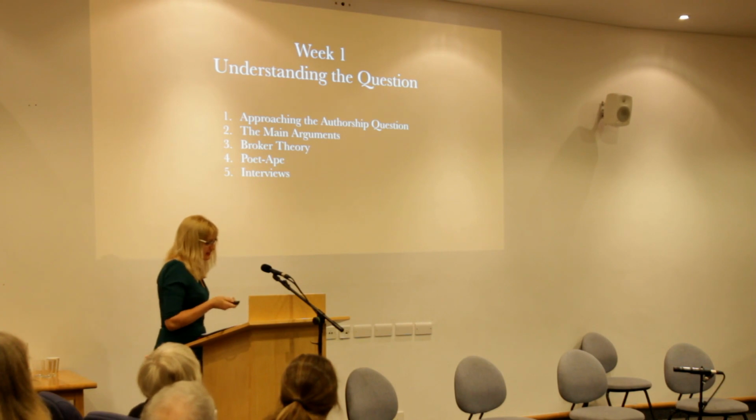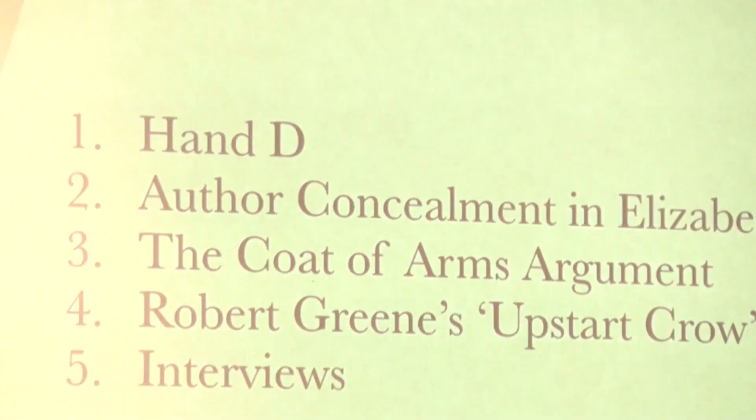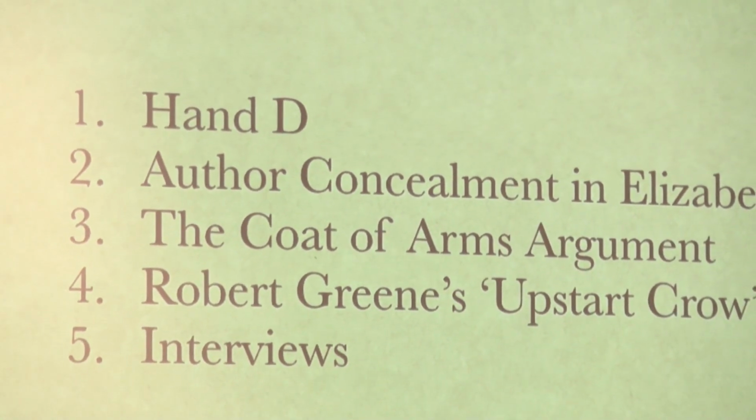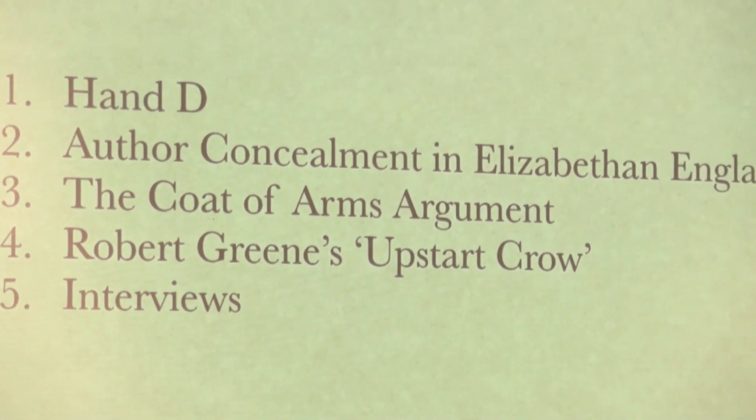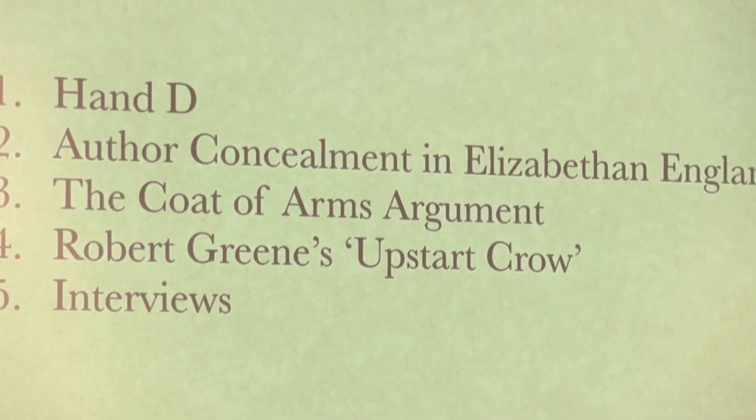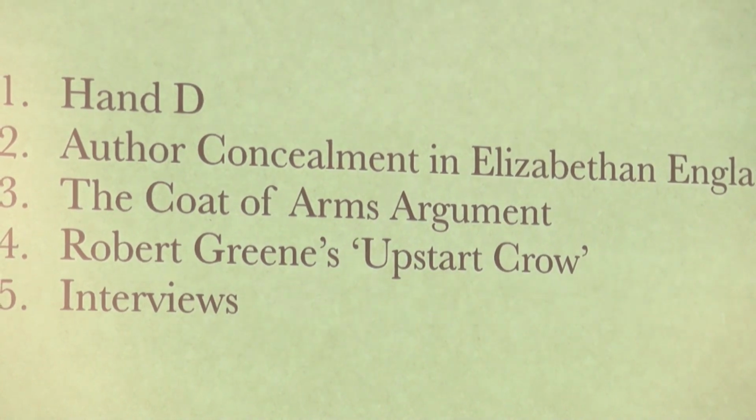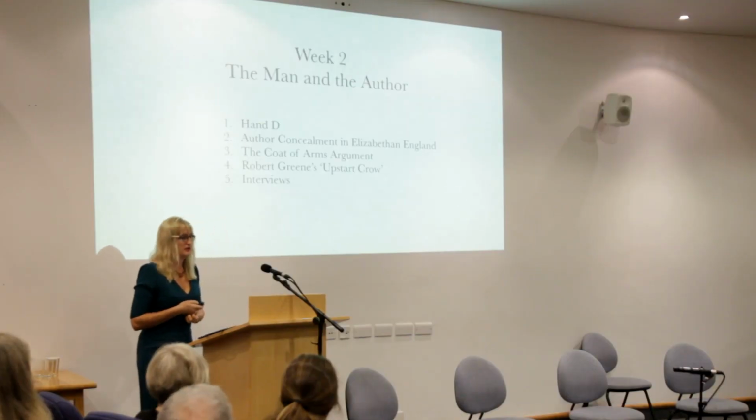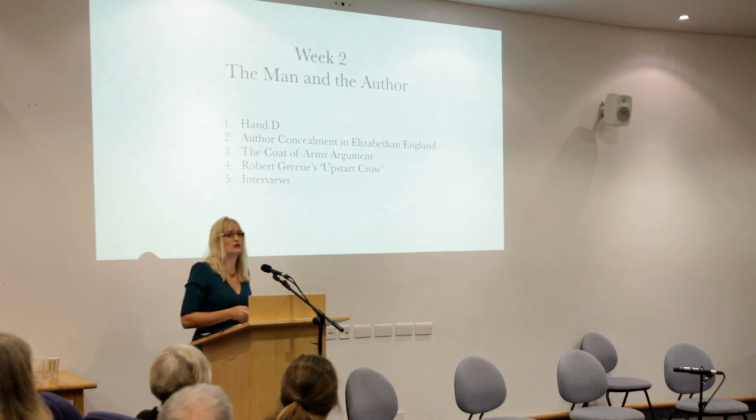Very quickly, in understanding the question, you've got the main arguments, you've got Broker theory, we look at Poet-Ape. Week 2, we look at Hand D, very important to drill into Hand D, and the claim that this is Shakespeare's handwriting. Look at author concealment, evidence for author concealment in Elizabethan England. The coat of arms argument, that was fairly recently made by a couple of people at the Folger Library who thought it would settle the question once and for all, which people often say, don't they? This will sort out the question once and for all. It's like, it really won't.